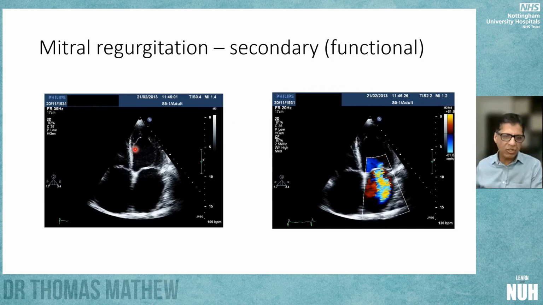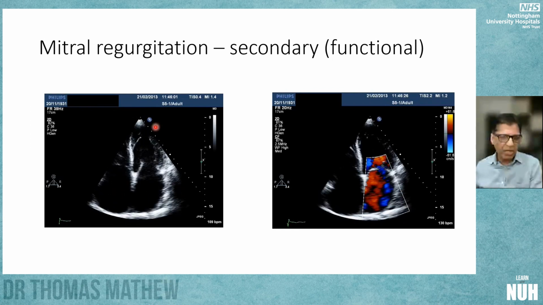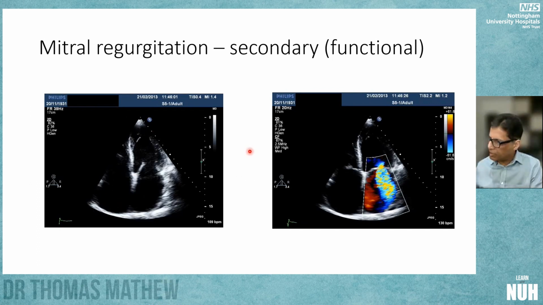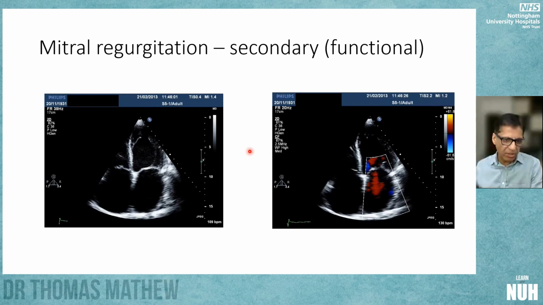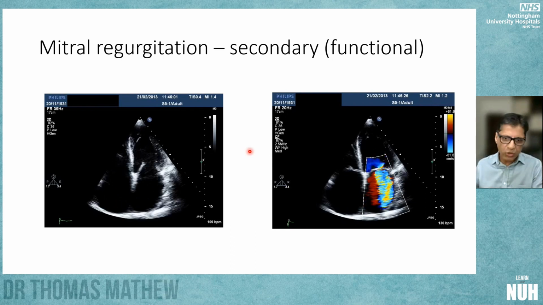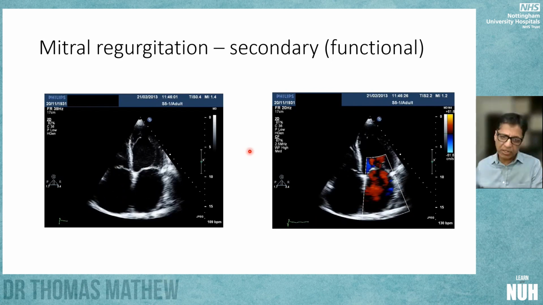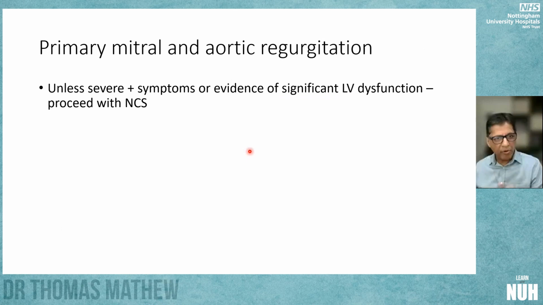So secondary mitral regurgitation, the problem is in the ventricle. The algorithm you should follow is that patients with heart failure with reduced ejection fraction should have treatment for the underlying etiology and should be on optimal heart failure treatment before undergoing non-cardiac surgery. Whereas for primary mitral and aortic regurgitation, unless they are severe with symptoms or evidence of significant LV dysfunction, they can all proceed with non-cardiac surgery.